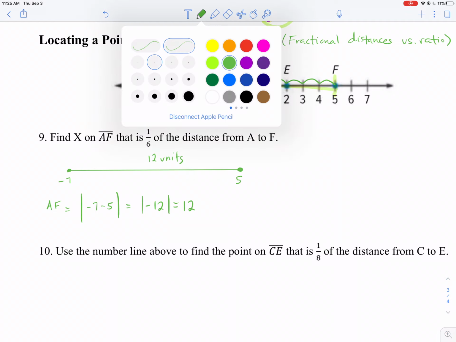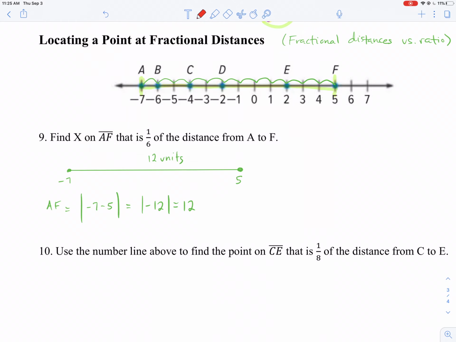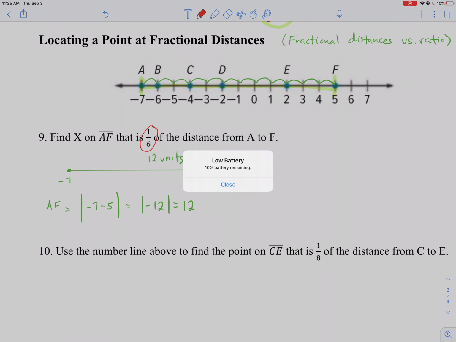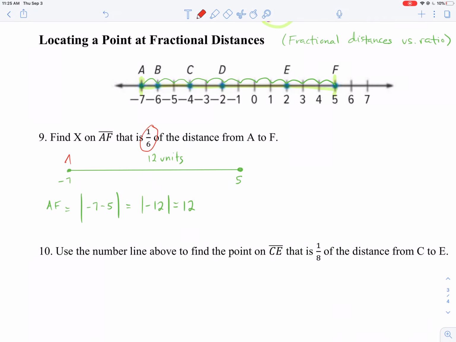Our second step is going to be using this fraction of 1/6. I want to find x that is 1/6 of the distance from A to F. So here's my A. Here's my F. And I want to find x that's 1/6 of the distance. So probably here-ish, right? So I just take that for my step 2.